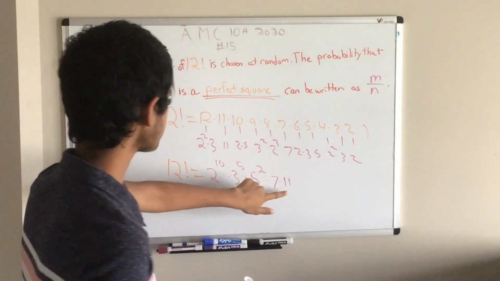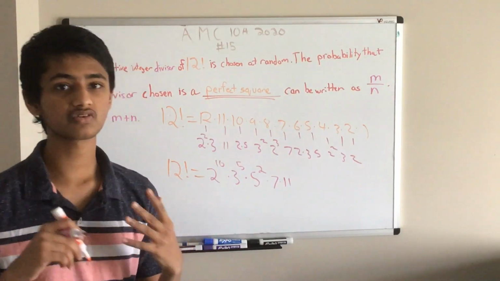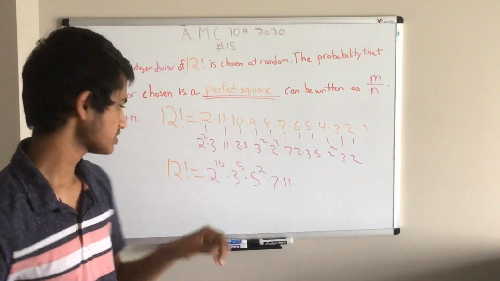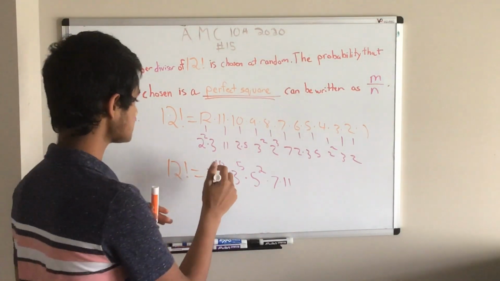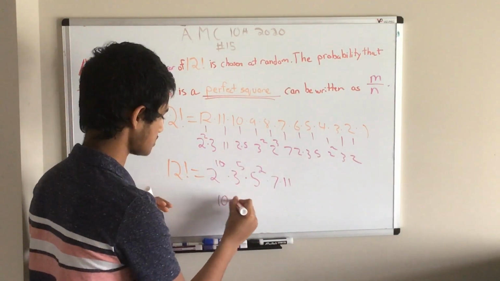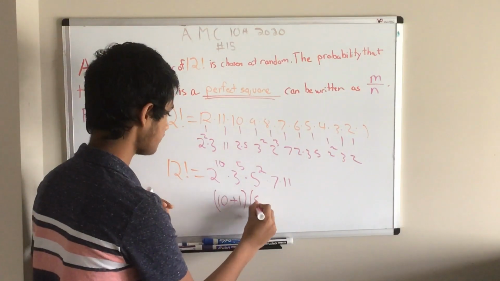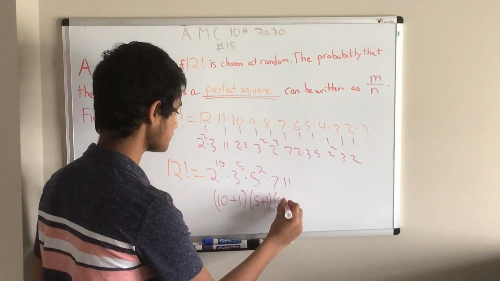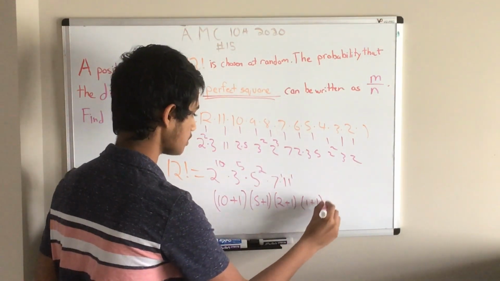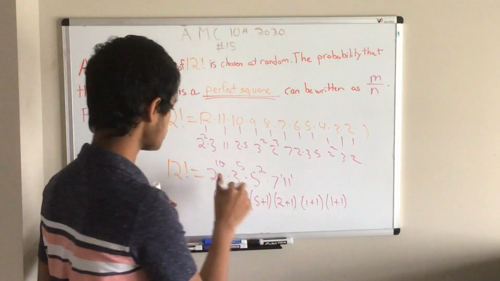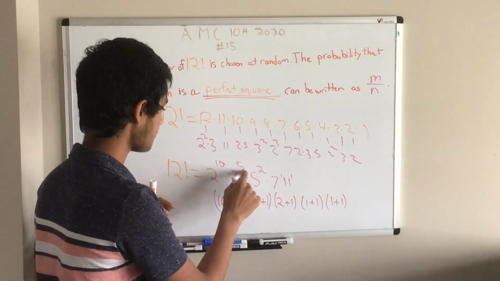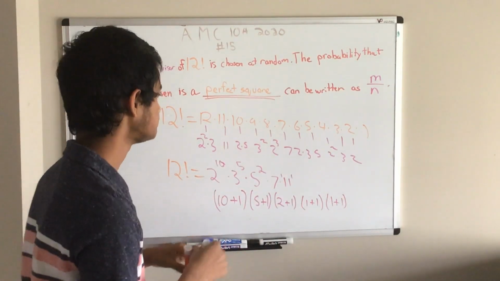Now that we have the prime factorization, we want to find the total number of divisors. If you don't know, the formula for the total number of divisors given the prime factorization is you multiply all the exponents, but you add 1 to each of the exponents. So it's going to be 10 plus 1 times 5 plus 1 times 2 plus 1 times 1 plus 1 times 1 plus 1. You see here that 2 is to the power of 10, so that's 10 plus 1. This is to the power of 5, so that's 5 plus 1, and so on.